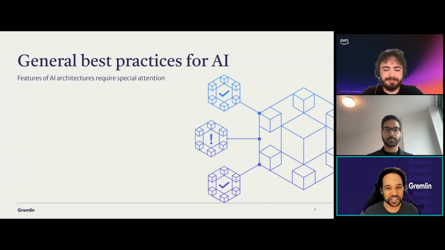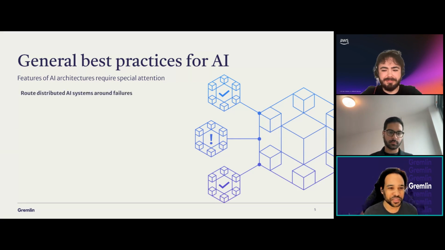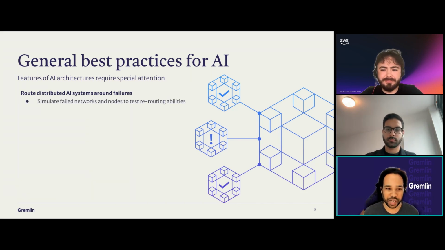So the question now is, how do you apply these testing concepts to AI? Or I guess to put it more generally, where should you look to make reliability improvements in AI deployments? So there's a few places that we recommend looking. First is being able to route distributed AI systems around failures, right?